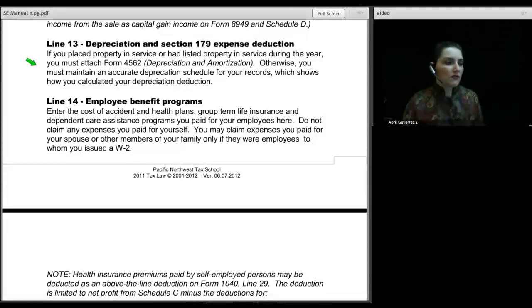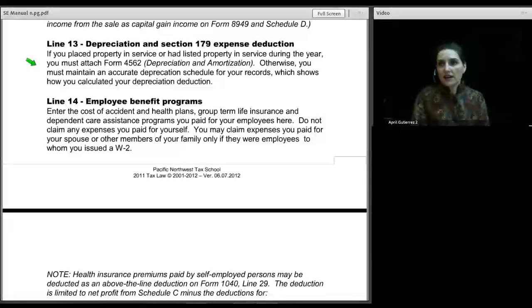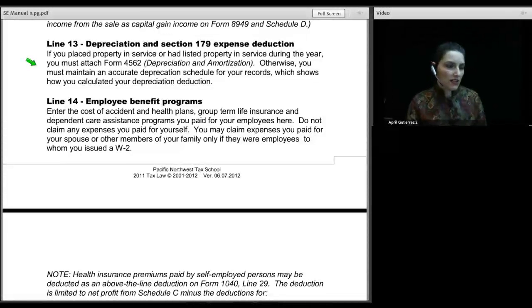So in some years, Form 4562 would be attached to a business return, and in other years it's not. The years where you attach Form 4562 are years where an asset is placed in service and depreciation on that asset begins. You'll attach the form. Even if you have not placed an asset in service during the year, you still need to attach the form if any of the property you are claiming a depreciation deduction for is listed property. So that would include cars and laptop computers and so forth.